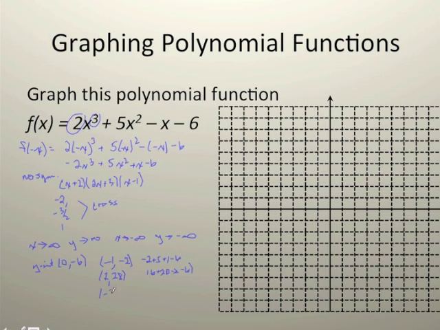If x were negative 3, that would give me negative 54, positive 45, positive 3, and negative 6, for a negative 12. And if x were positive 3, that would give me a 54, a 45, a negative 3, and a negative 6. So that would be 90.